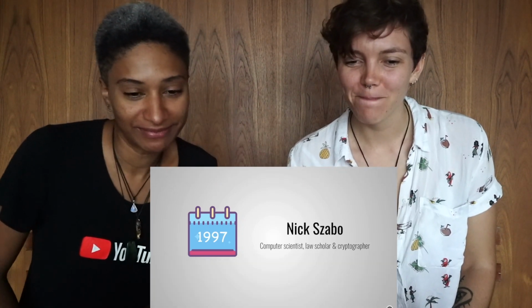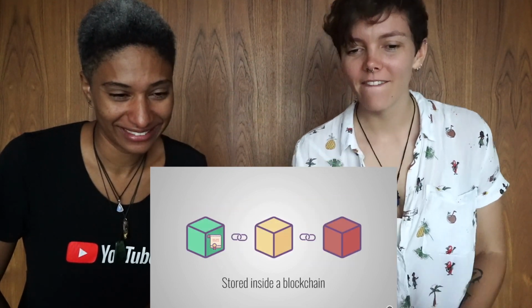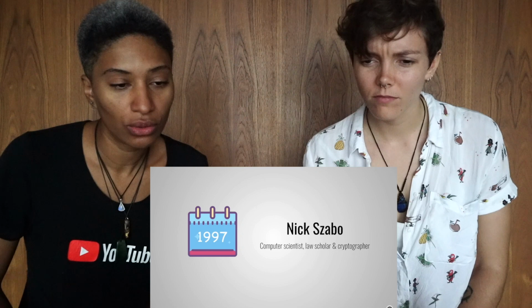Smart contracts are just like contracts in the real world. The only difference is that they are completely digital. In fact, a smart contract is actually a tiny computer program that is stored inside of a blockchain. Let's take a look at an example to understand how smart contracts work.